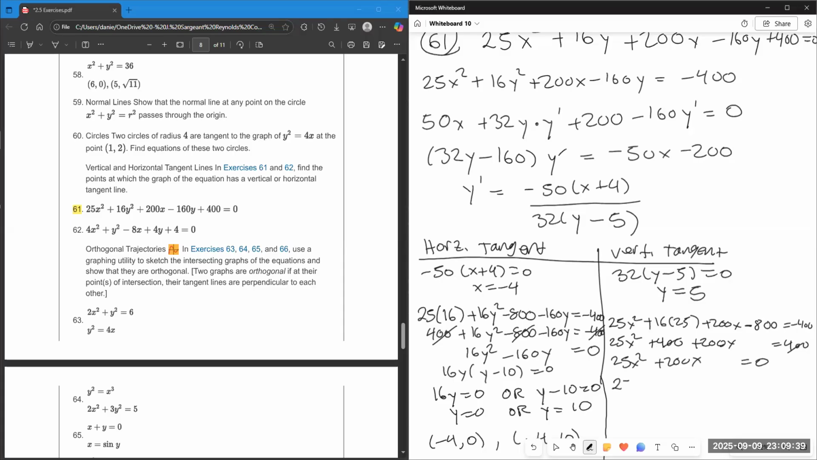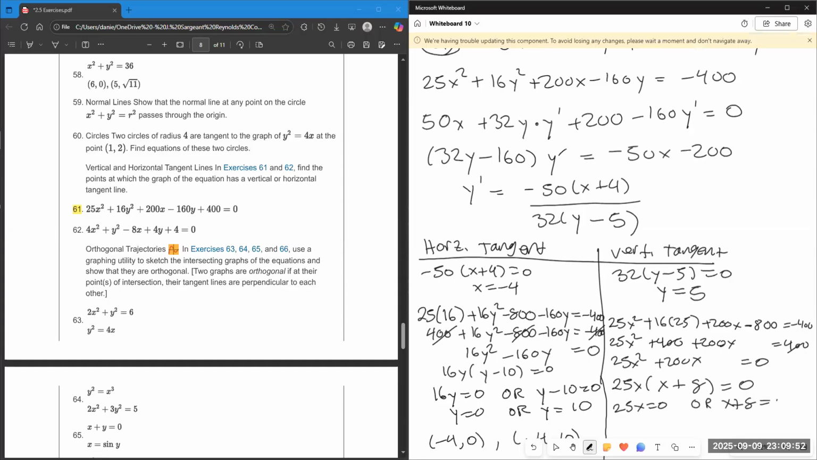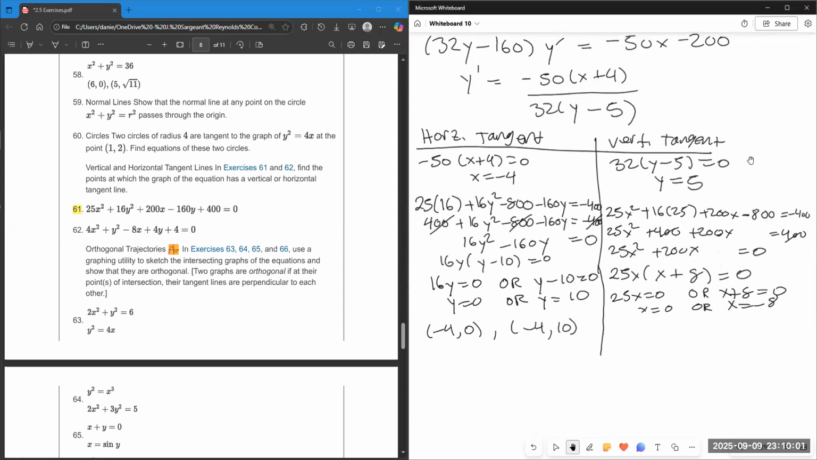Going to factor out 25x, get x plus 8 is equal to 0. So 25x equals 0, or x plus 8 equals 0. X equals 0, or x equals negative 8. Remember, I need ordered pairs that are x, y, so I have 0, 5 and negative 8, 5 here, and these are my points of vertical tangency.